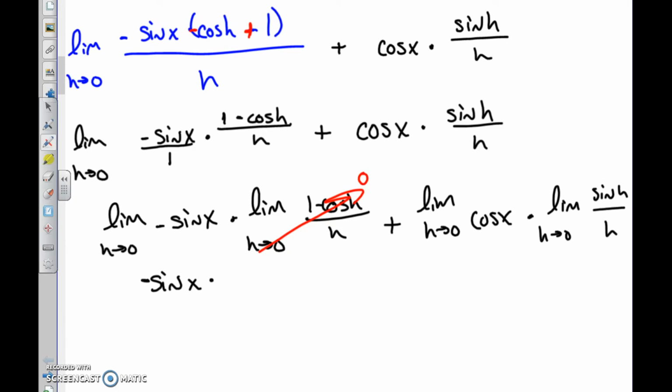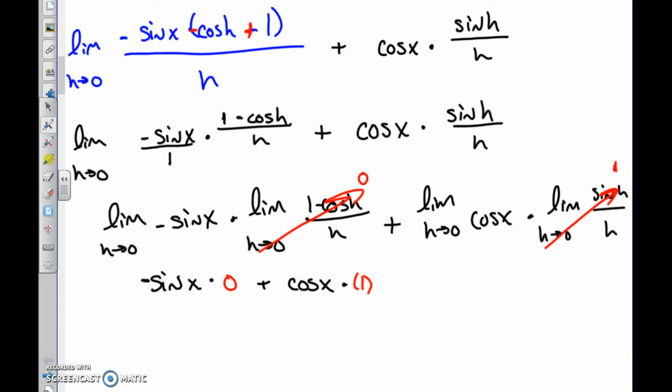So I end up with negative sine of x times 0, plus, when I evaluate the limit as h approaches 0 of cosine of x, that's just going to be cosine of x, times the limit as h approaches 0 of sine of h over h. All of that is just going to equal 1. So I end up with times 1 right there.